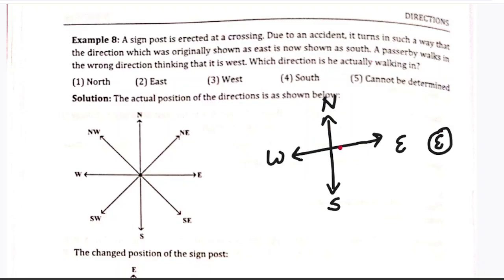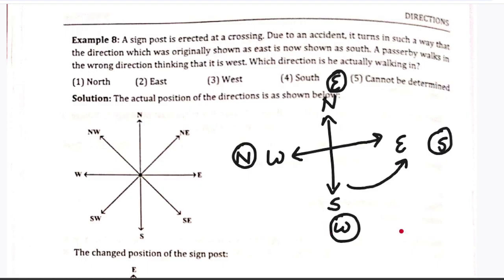Means this got tilted in such a way. Now this was shown south. East will go here, north will go here, and west will go here, because the actual direction is still the same. But the signboard got moved. That is why the direction got moved. So actual is the inside one. The signboard is showing south.